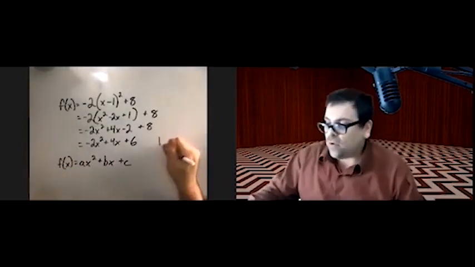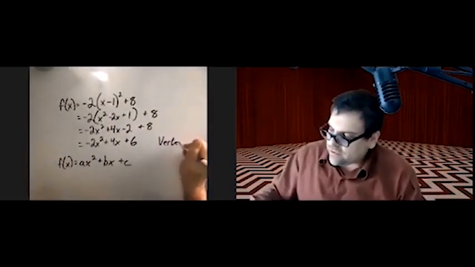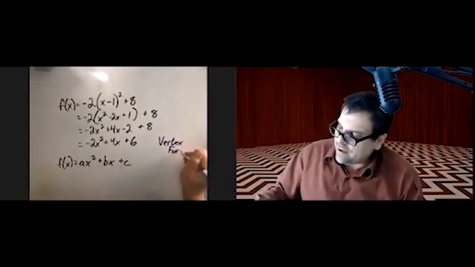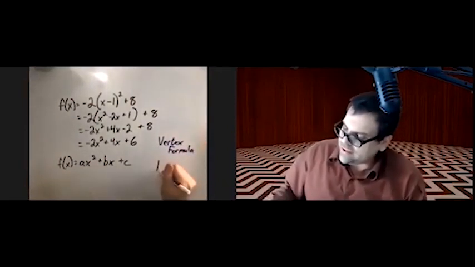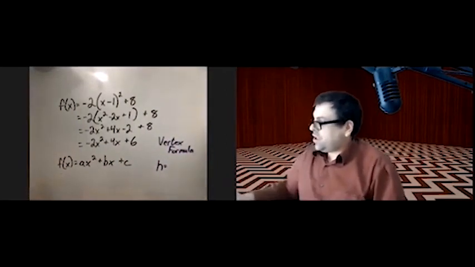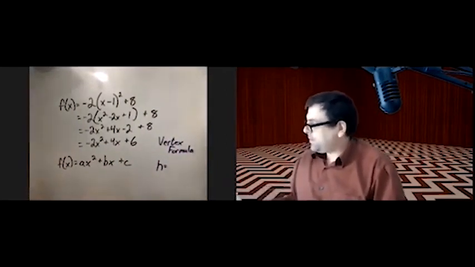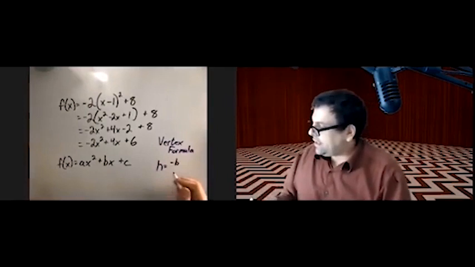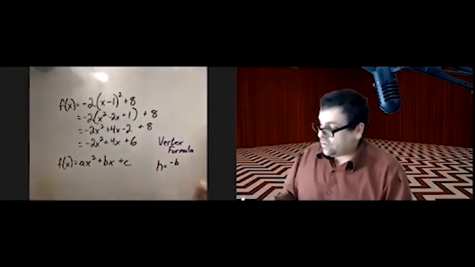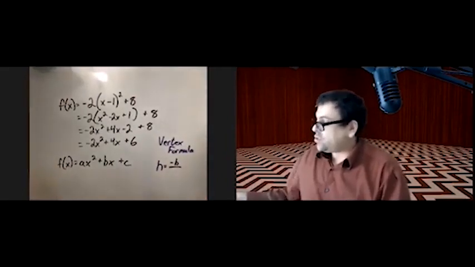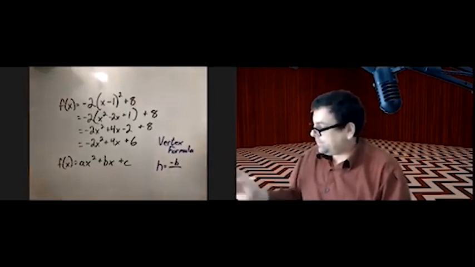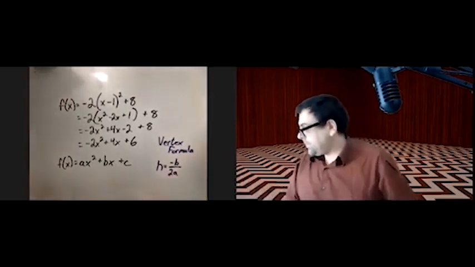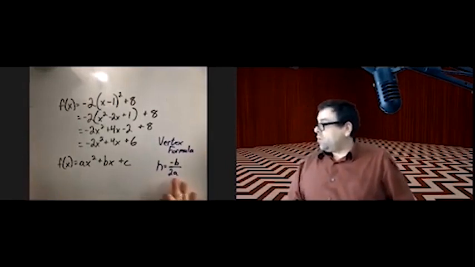So here is our big trick. This is called the vertex formula, not to be confused with vertex form. And the vertex formula is that h equals negative b over 2a. Negative b over 2a.